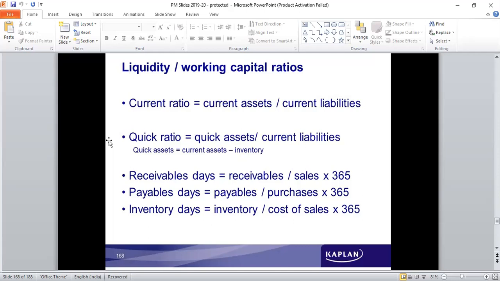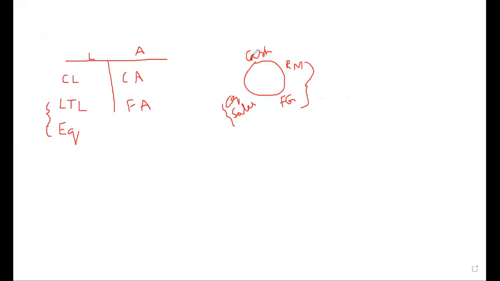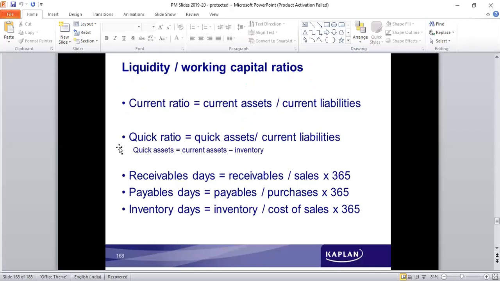The first in the list is the current ratio. Current ratio is equal to current assets by current liabilities. Then we have the quick ratio. Quick ratio: all the current assets are quick in nature except the inventory, because from the operating cycle we see that it is the one which takes the longer period of time to get converted into cash. So it is not a quick asset. So all the current assets except inventory, and prepaid expenses also are not easy to be converted into cash. So quick assets by current liabilities.